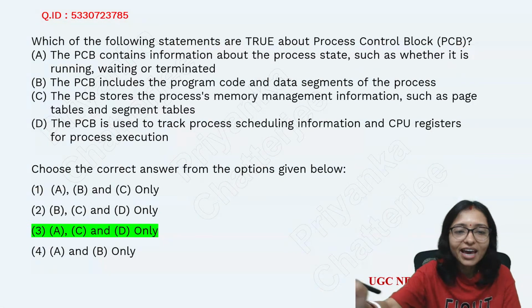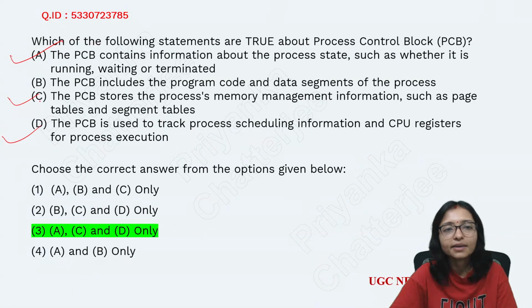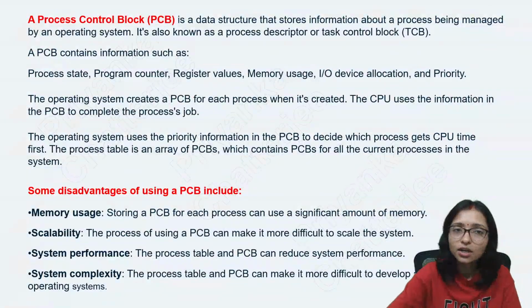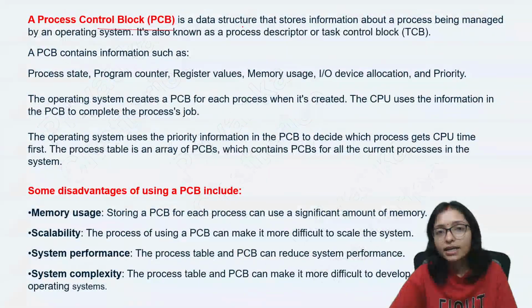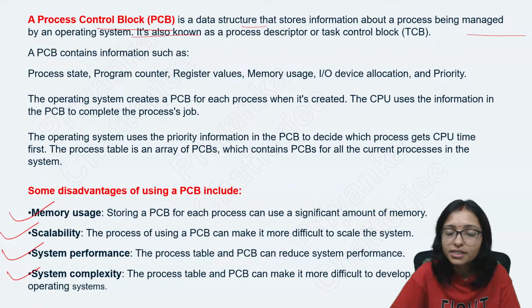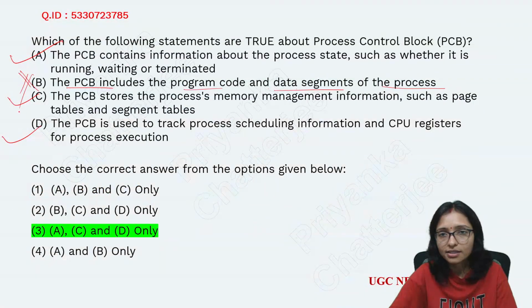So here, PCB, process control block, the answer is A, C and D. B is not the answer, because why? PCB includes the program code and the data segment of the process? No, here it is only controlling. PCB is process control block, only controlling. It is a data structure. So memory uses, scalability, system performance and complexity are there. But B is not the correct answer, right?